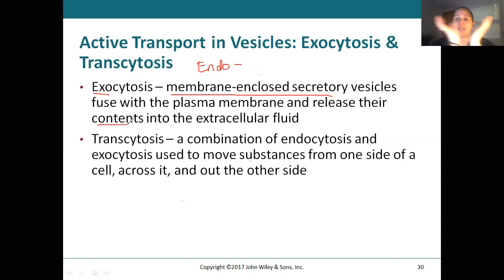So we're going to be releasing things from inside the cell. That's one way to release large amounts of, let's say, proteins or enzymes that are created by the cell into its environment to carry out the functions.